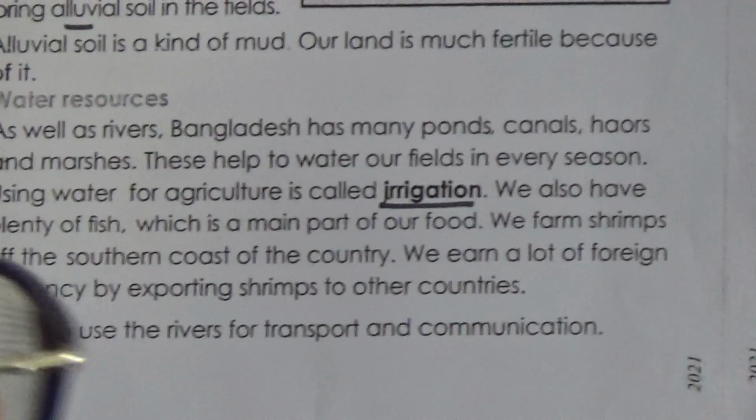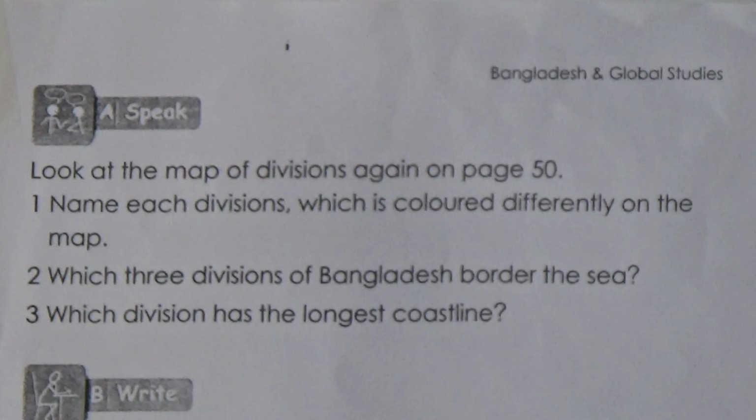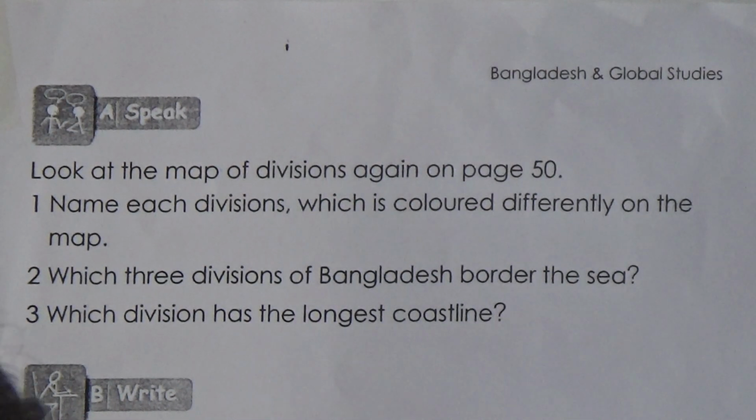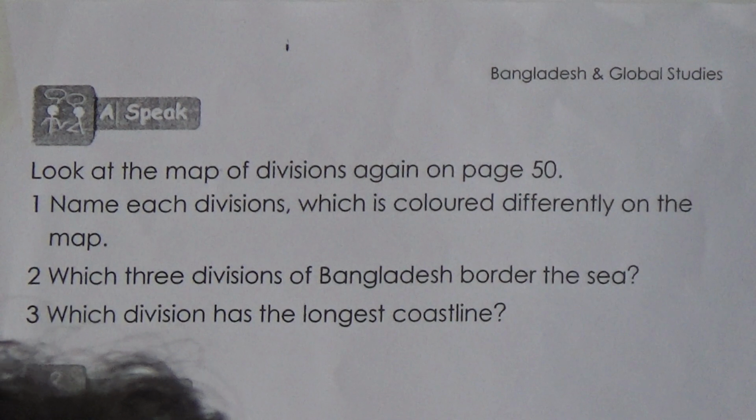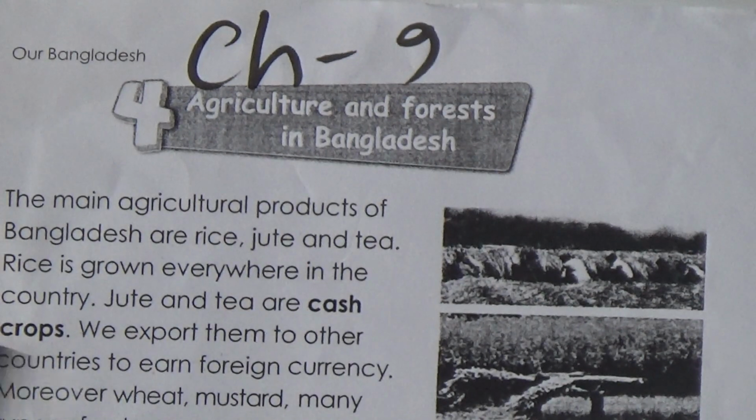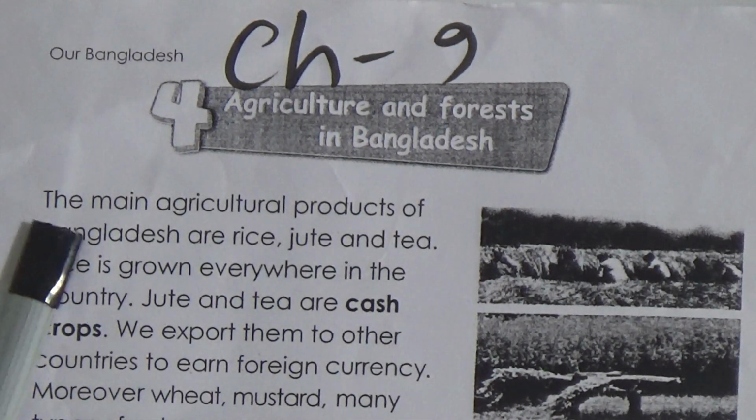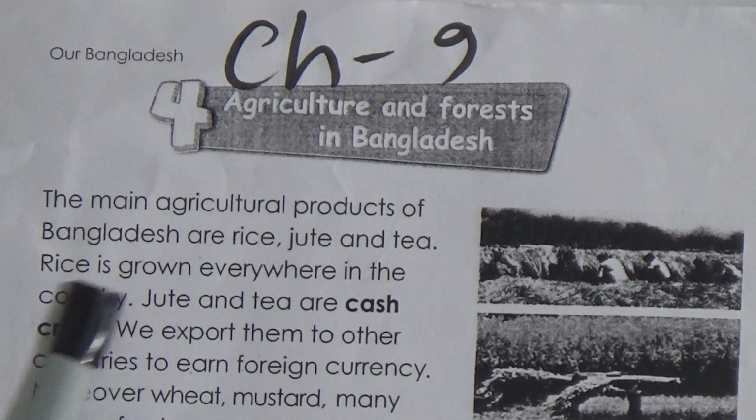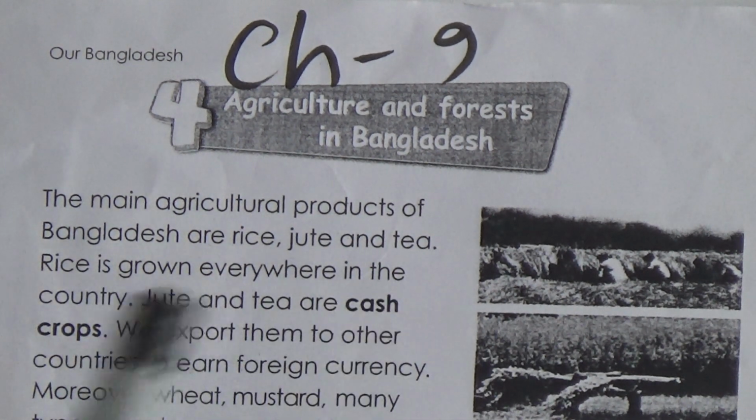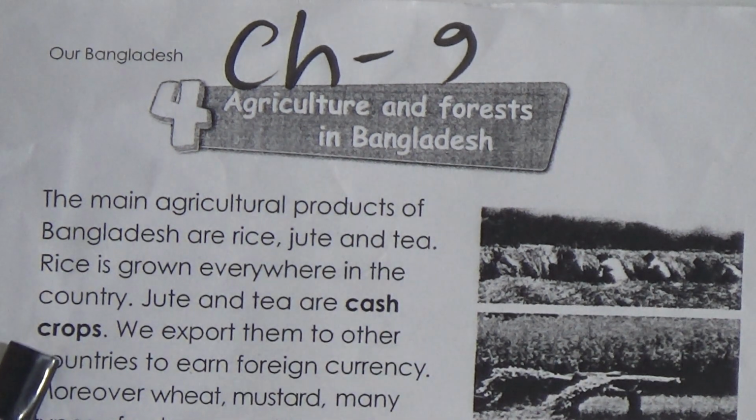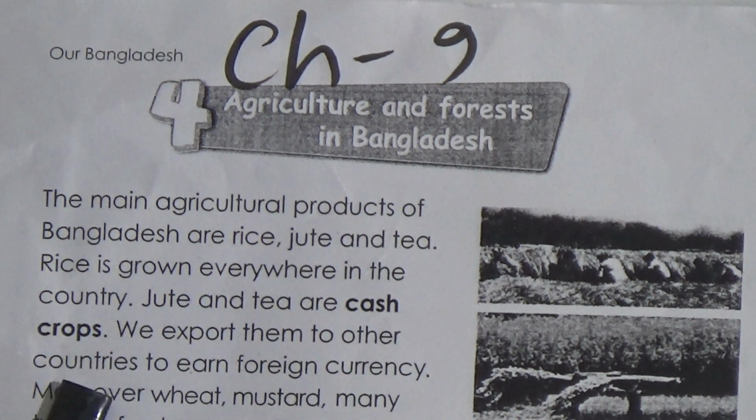So my dear students, let's go to Chapter 9, Lesson 4, Agriculture and Forests in Bangladesh. So you can see the agricultural resources, the paddy fields, the jute. Okay. So the main agricultural products of Bangladesh are rice, jute and tea. Rice is grown everywhere in the country. Jute and tea are cash crops. We export them to other countries to earn foreign currency. Moreover, wheat, mustard, many types of pulses, vegetables and spices are grown.